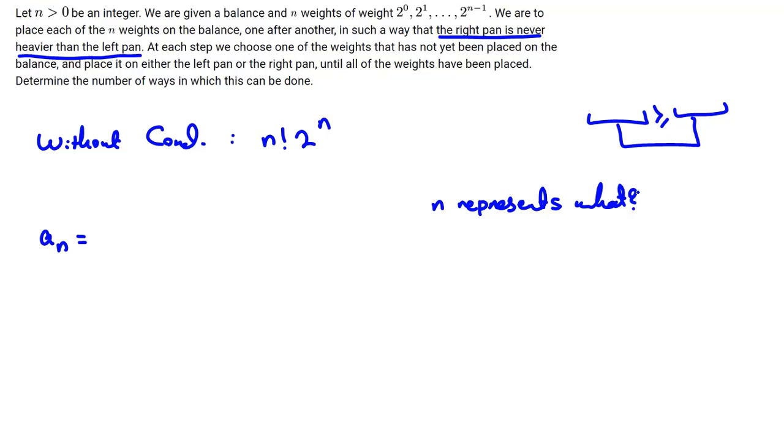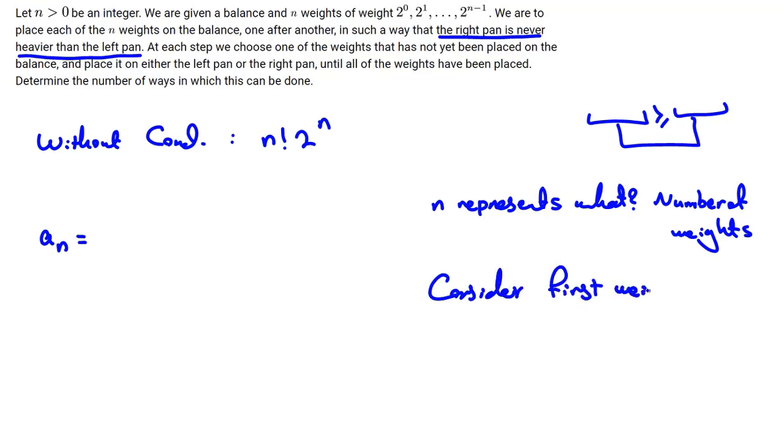So here I say, okay, consider it as number of weights. Okay, now we consider, for example, first or last weight. So here we consider the first weight. Okay, first weight is what? 2 to the 0. So if 2 to the 0 is the first one you want to place, okay? Then it should be on which side? Left. One case, and the others will be a_{n-1} because it has no effect on the others.